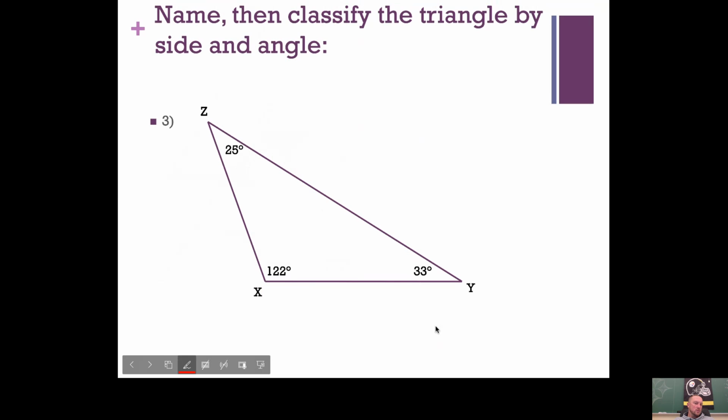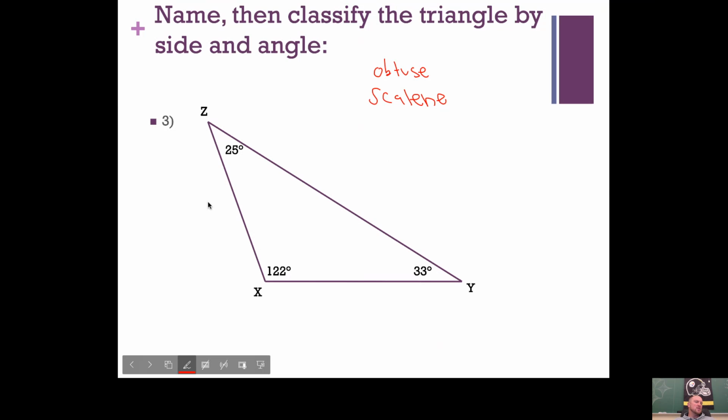This triangle has an obtuse angle. That makes it an obtuse triangle. Also, notice how all of the angle measures are different. That means all the sides are different. So this is an obtuse scalene triangle.